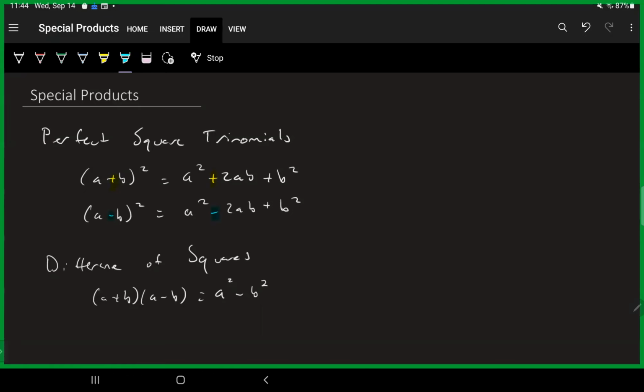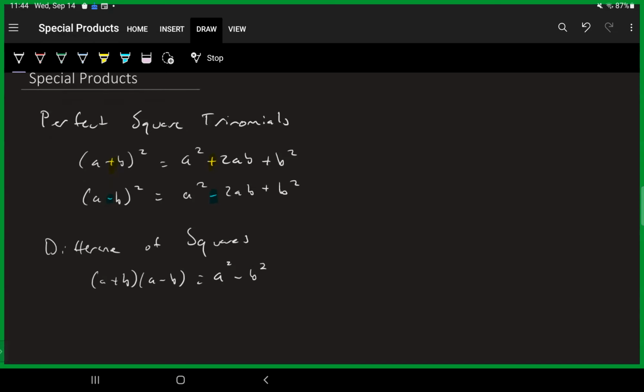So when I'm squaring the a plus b, I'm going to get all of my signs positive. And when I square a minus b, that middle term is going to be negative, but negative b times negative b is a positive b squared. Okay, so these are special products, and they're special because they show up a lot, and getting comfortable with these is going to help you with a lot of things in future topics.